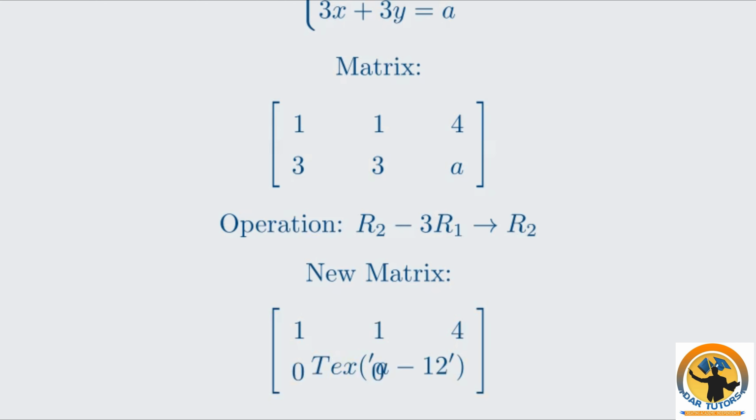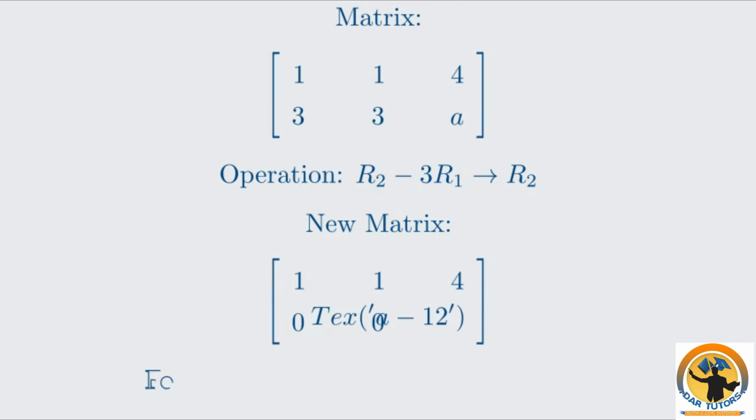For the system to be consistent, the second row must not lead to a contradiction. This means a minus 12 must be equal to 0. So a minus 12 equals 0, which means a must be 12. If a is not 12, the system is inconsistent and has no solutions.